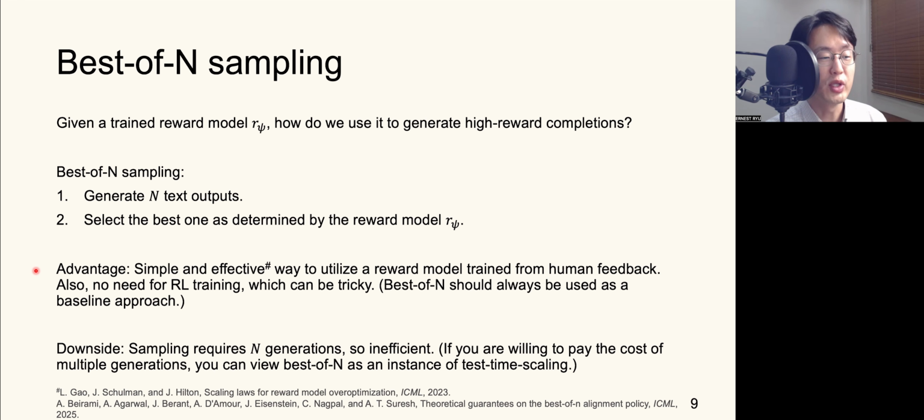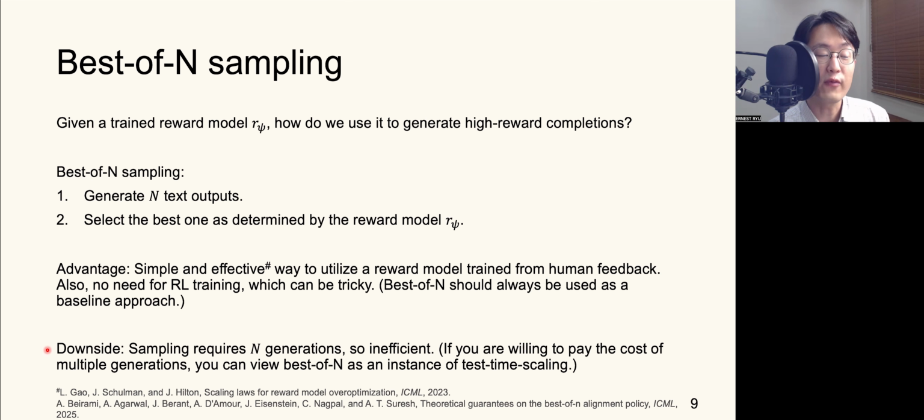This also requires no RL training, and RL training can be tricky. So not having to do RL training is a benefit. Because of this, best of n should always be considered as a baseline approach. So if you end up doing something like RLHF, and there is good reason to do that, you should still implement best of n sampling and compare it as a baseline approach.